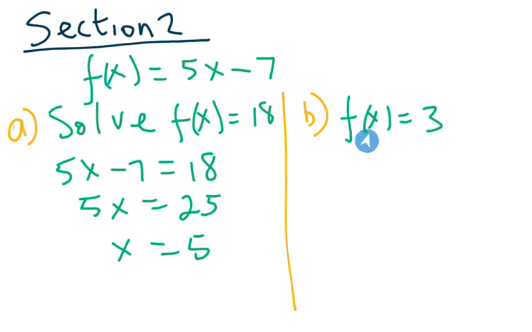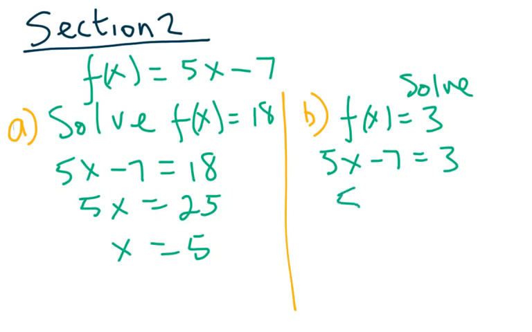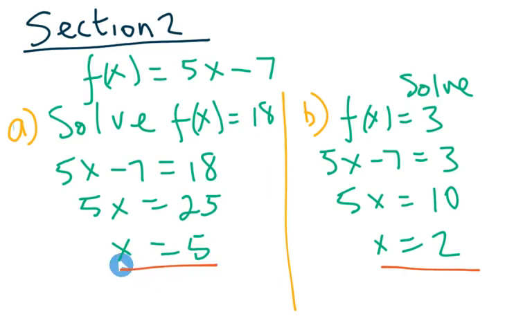Similar question: solve f of x is equal to 3. Well, I'm going to have 5x minus 7 is equal to 3. That means 5x is equal to 10 and x is equal to 2. So we solved these equations. In order for f of x to be equal to 18, the value of x has to be 5. And for f of x to be equal to 3, x has to be equal to 2.